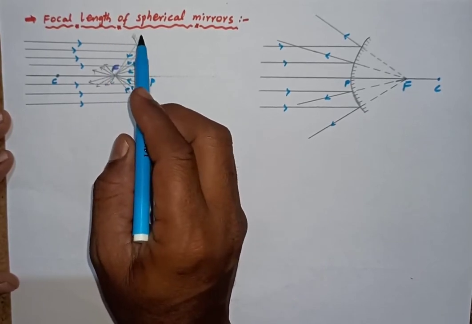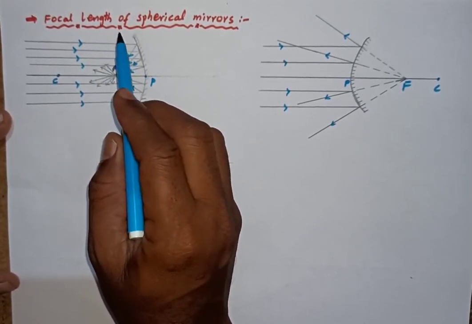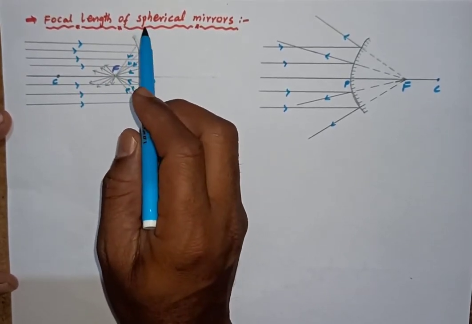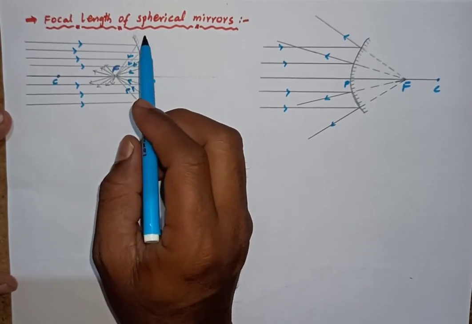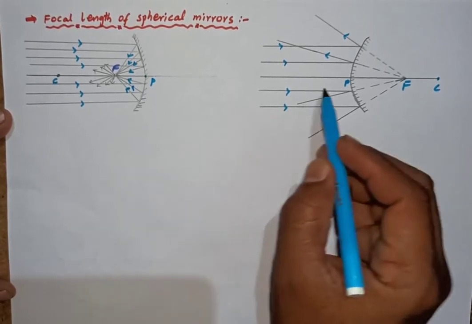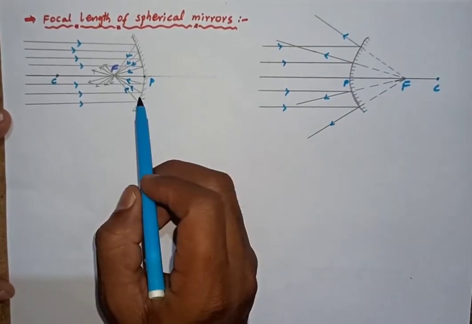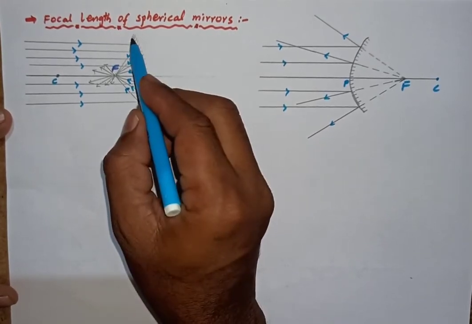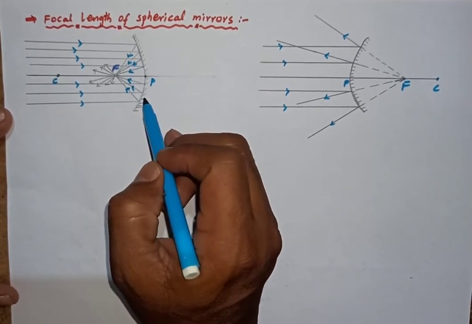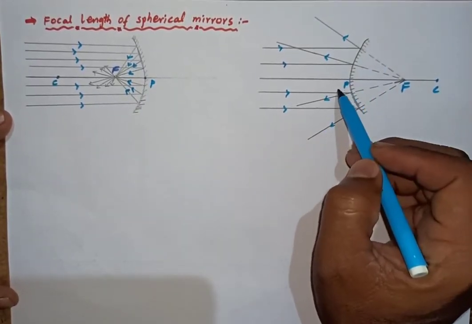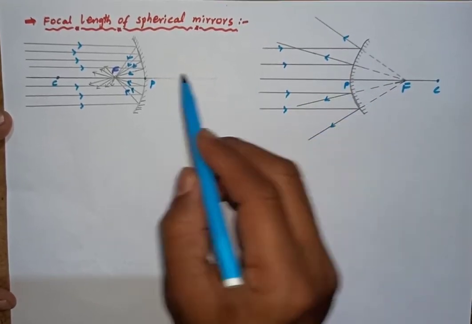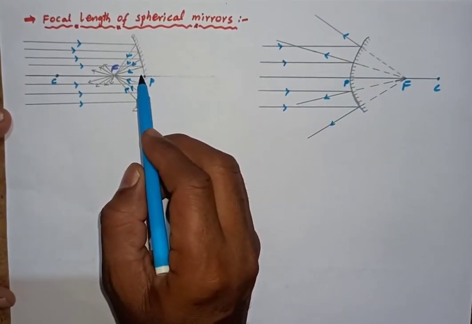So, focus point and optical focus, what is focal length, what is radius of curvature, and also the relation between the focal length and radius of curvature of a given concave mirror and convex mirror. This is a convex mirror, this is a concave mirror. This is the concave side, and the other side is coated with a color, and here it is the convex side.